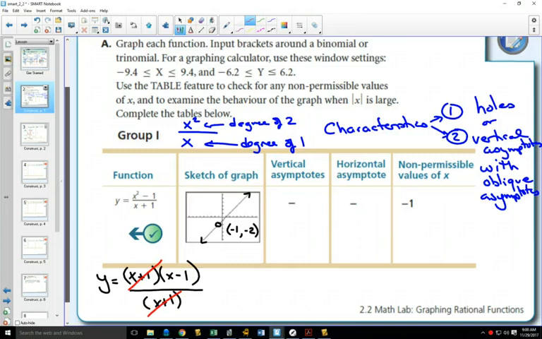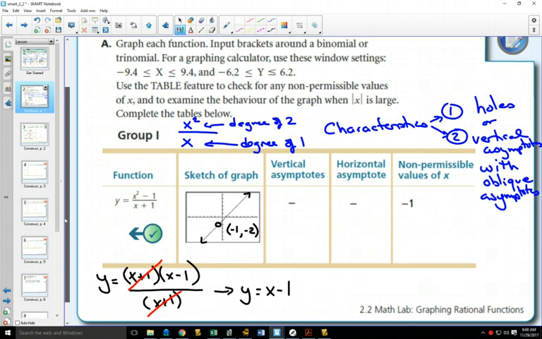And when you can cancel out your non-permissible value, it doesn't make it permissible. You still can't plug -1 into this equation, even though, what does this simplify to? It simplifies to y equals x minus 1. What kind of graph is that? Linear graph, a straight line. Does that look like it has a slope of 1 and a y-intercept of -1? Yes. What's the difference between it and a regular line? It has a hole in it, at -1, -2.